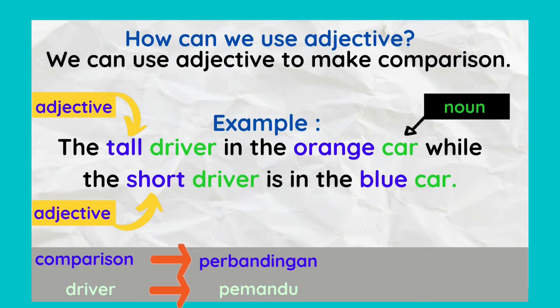Car is the noun. We make comparison, membuat perbandingan between the driver, perbezaan pemandu, and the car, dan perbezaan kereta. So adjective, we use adjective to make comparison, untuk membuat perbandingan.